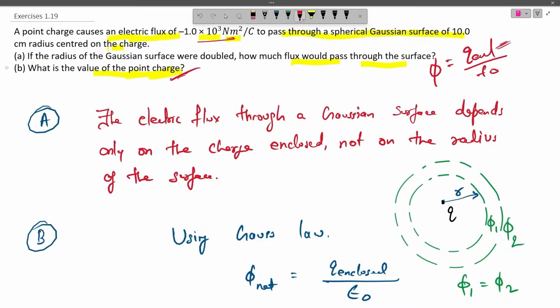Now the first question asked: if the radius of the Gaussian surface were doubled, how much flux would pass through the surface? Let us assume that in the first case, where the radius was r, the flux is phi 1, and in the second case, where r is doubled, the flux is phi 2. In both Gaussian surfaces the total charge enclosed doesn't change, so the flux also does not change. That's why we can say the flux remains the same even if the radius is doubled.